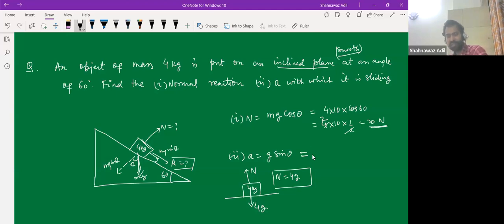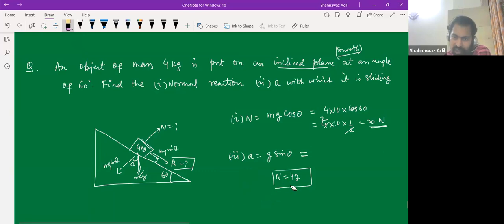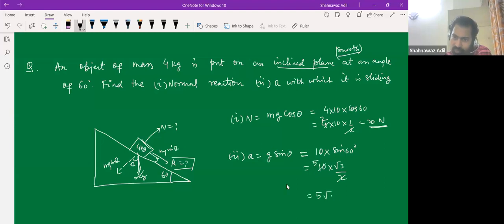I was talking to Akib about the two extra factor, right? Now, when we calculate this acceleration, it is 10 times sine of 60. Sine 60 is root 3 by 2, which is 5 root 3... so 5 root 3 meter per second squared, right?